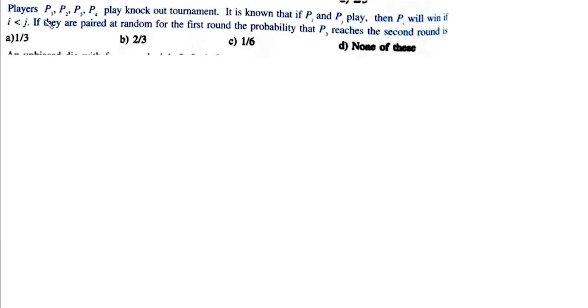Now the question is, players P1, P2, P3 and P4, they play knockout tournament. It is known that if Pi and Pj play, then Pi will win if i is less than j. That means P1 is going to win all his matches. If they are paired at random for the first round, then the probability that P3 reaches the second round is. Now first we'll see from these four how many pairs of 2 and 2 can be made. Now it can be done in factorial 4 divided by factorial 2 whole square divided by factorial 2. Now it will be simply 3 ways. So there are altogether 3 ways in which they can be distributed in pairs of 2.